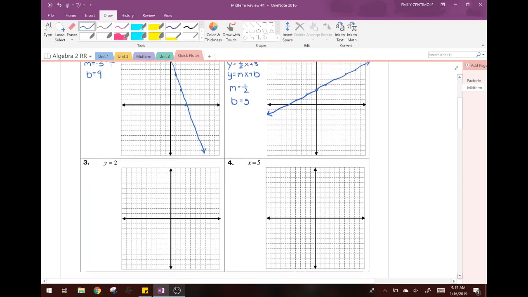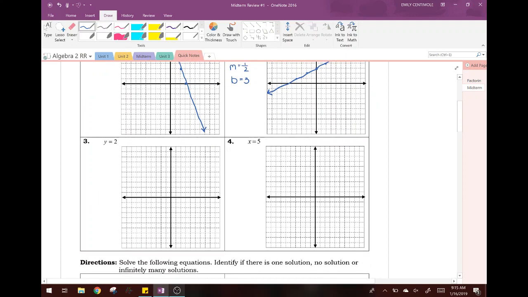Now going to the next two, in this one we have a horizontal line, y equals 2. So I'm going to go up 2 units on the y. This is telling me the y value must be 2, so y equals 2. And then a horizontal line all the way through.